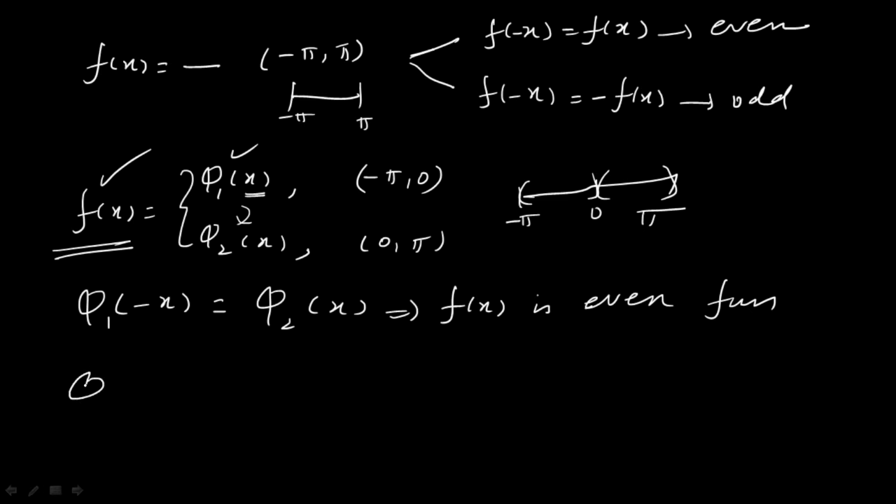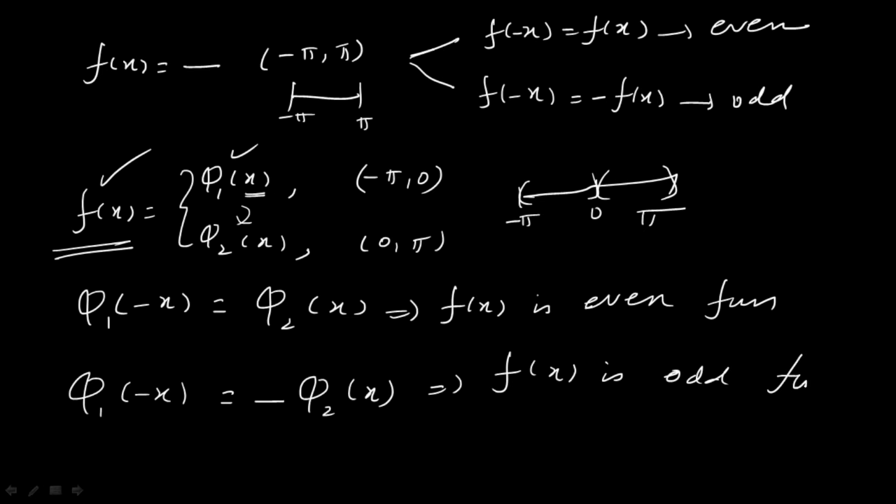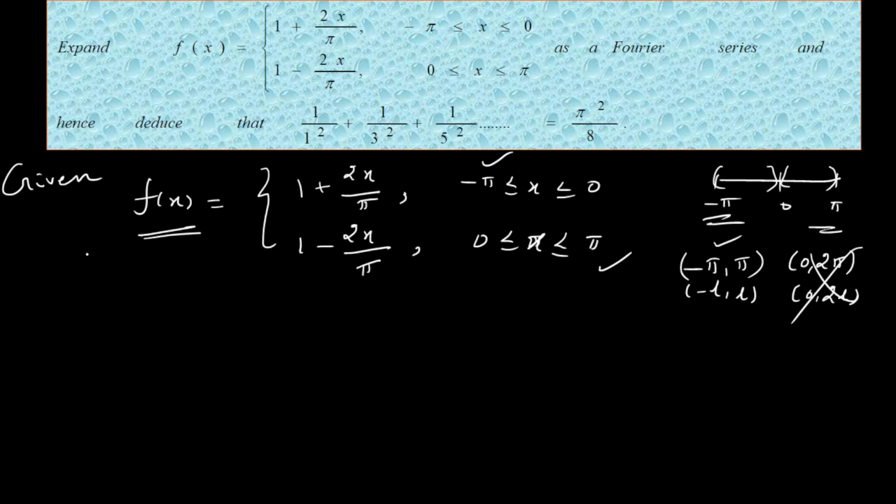Suppose if you replace x by minus x in the first function and you get minus of the second function, that is minus phi 2 of x, which means the function f of x is an odd function. If it is so, we come to a conclusion that the given function is of odd type. Okay, so that is a short introduction. Now let me move on to the given problem. So look at the given problem.